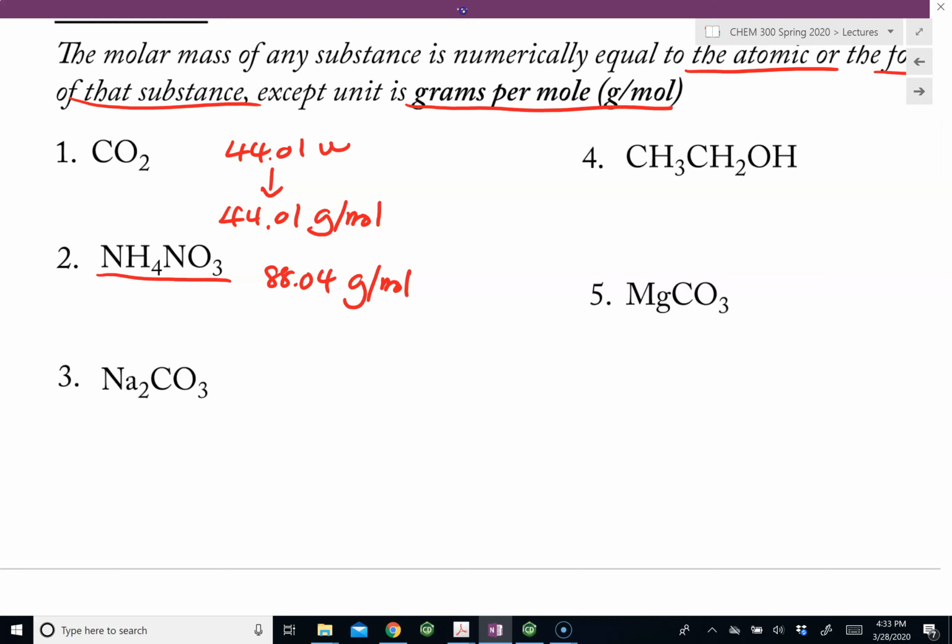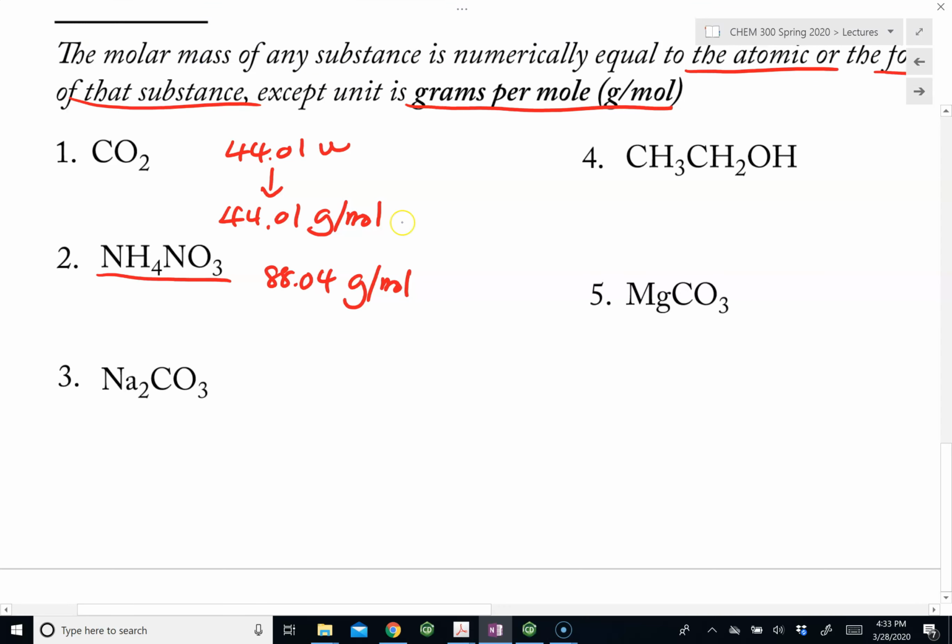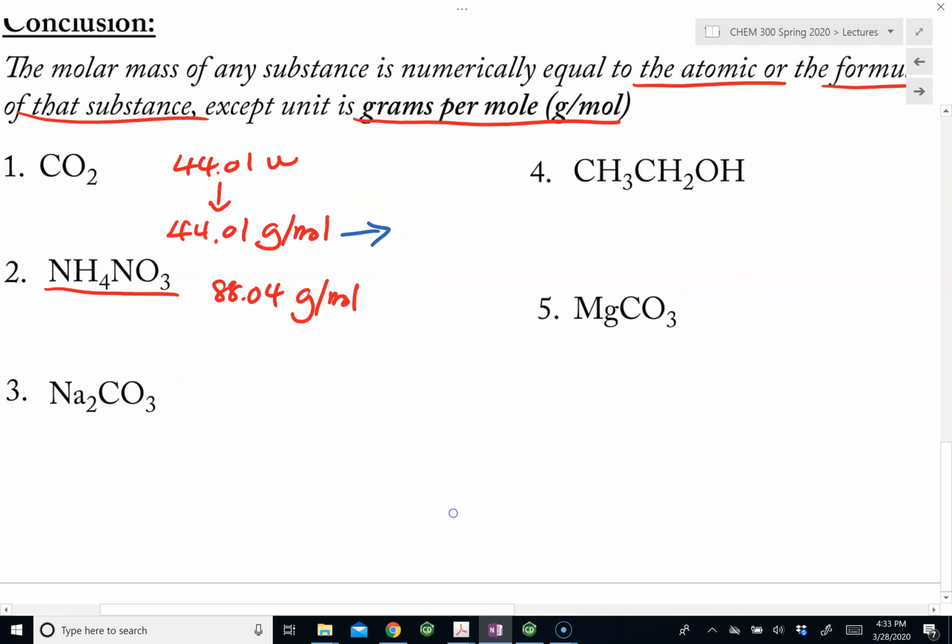And for any of these units, molar mass, we can actually write them as a conversion factor as follows. For example, the molar mass of CO2 is 44.01 gram per mole. This means the following: 1 mole of CO2 is equal to 44.01 gram of CO2. And therefore we can write this as a fraction.